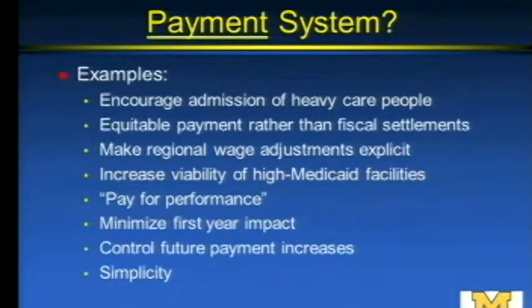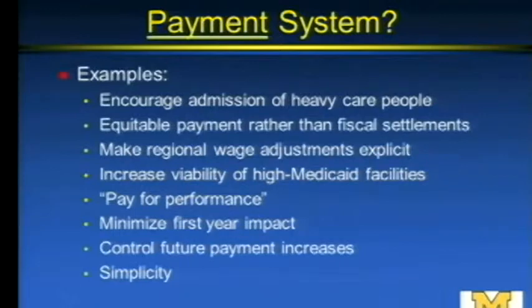Do you want to have equitable payment rather than fiscal settlement? So you want to think about how you pay prospectively for people. What is the right rate, rather than going back and saying what you spent last year is how we pay for you now? Do you want to have regional wage adjustment? Should that be explicitly in the system? Should you automatically adjust wage for differences in regional wages? Or do you just assume that they're close enough that that type of adjustment isn't necessary?